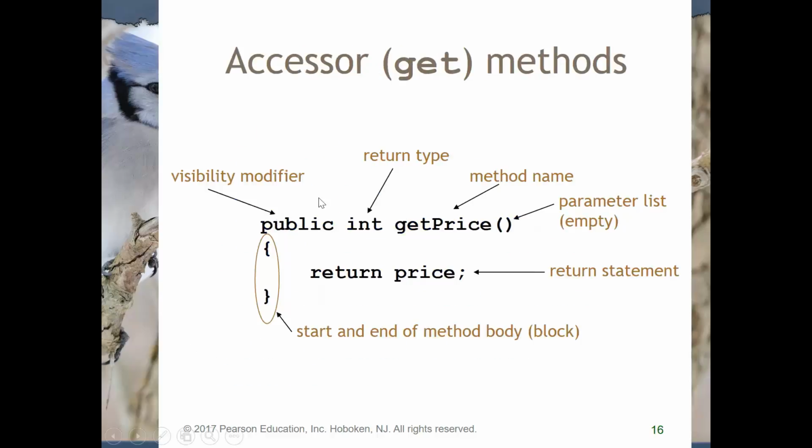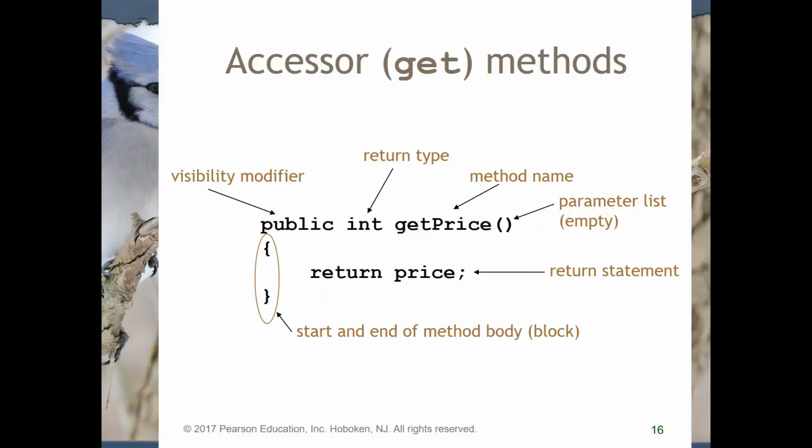Visibility modifier, repeating what I said. Return type, method name, no parameters. And in this case, it's returning back price. This is a getter method, which is also an accessor. And that's it. This is really simple. Accessor methods are typically really short like this. There's very seldom more in there.